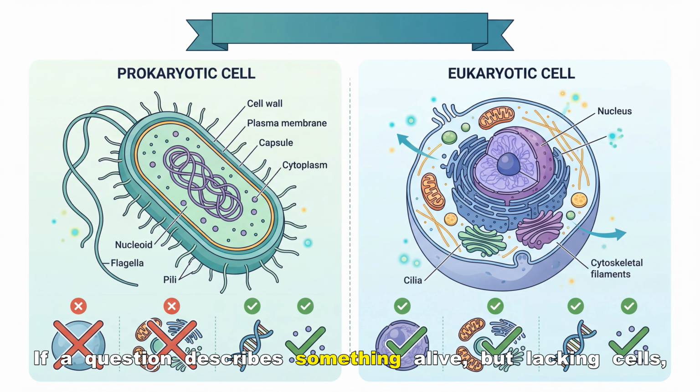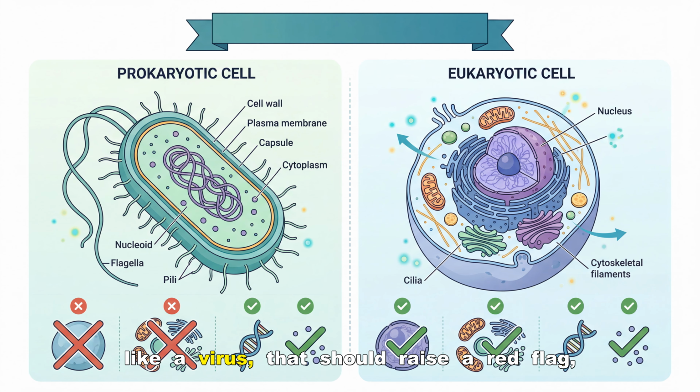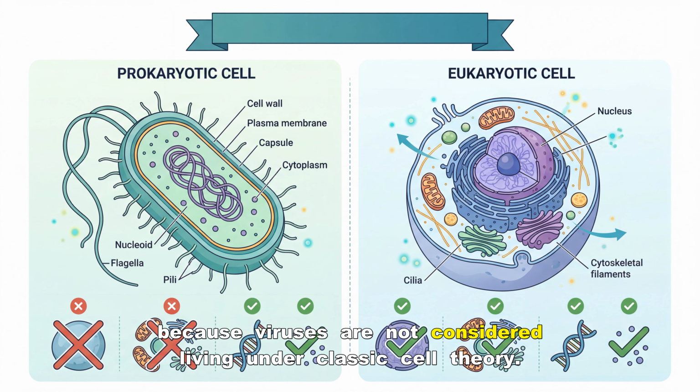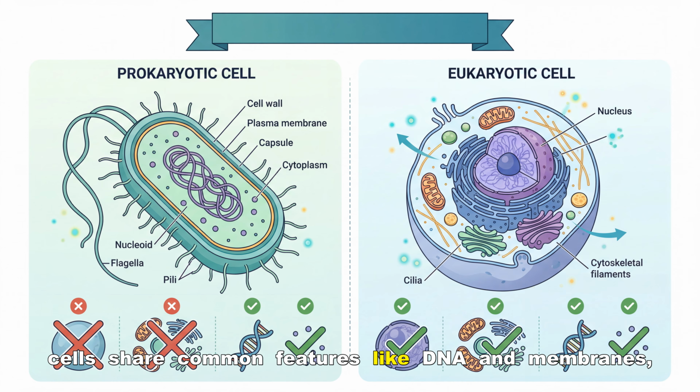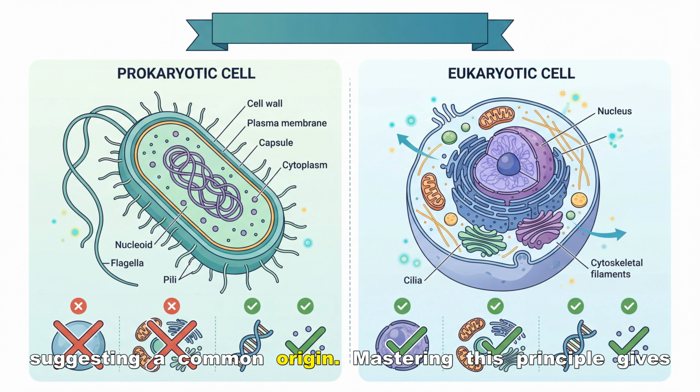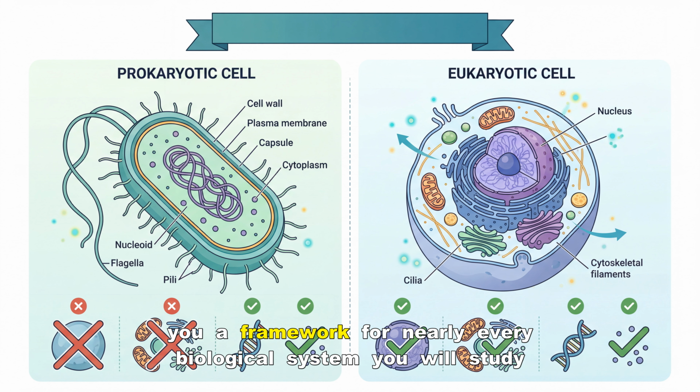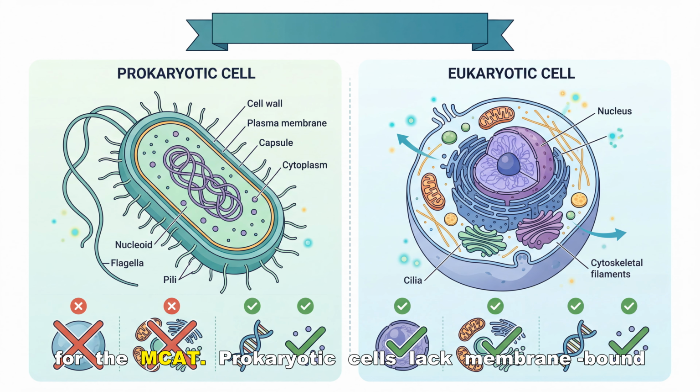If a question describes something alive but lacking cells, like a virus, that should raise a red flag, because viruses are not considered living under classic cell theory. This concept also ties into evolution, since all cells share common features like DNA and membranes, suggesting a common origin. Mastering this principle gives you a framework for nearly every biological system you will study for the MCAT.